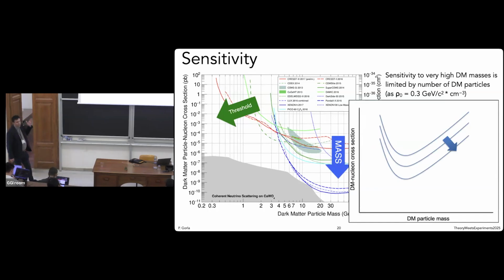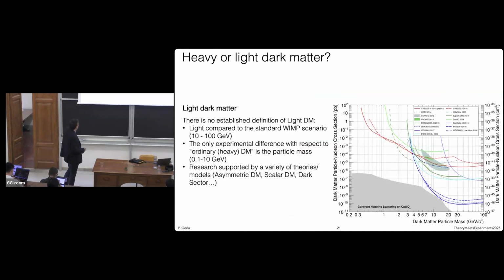Of course, if you move to very heavy particles, then your limitation is, as we were saying, the density. So there is not much. You have to increase the detector mass a lot to hope to get particles.